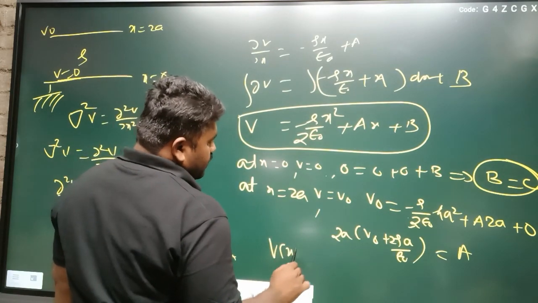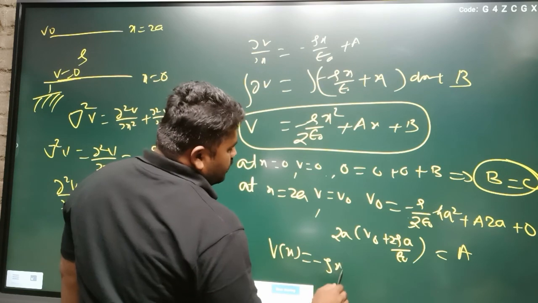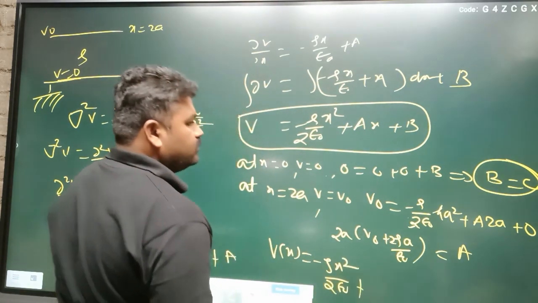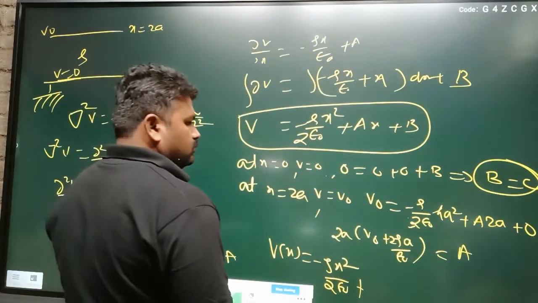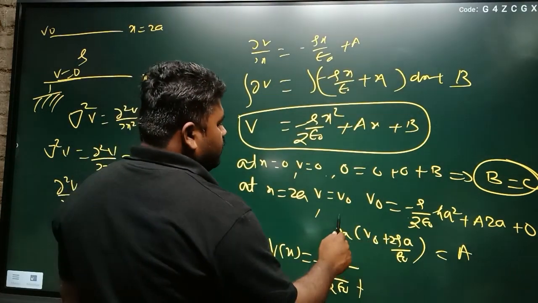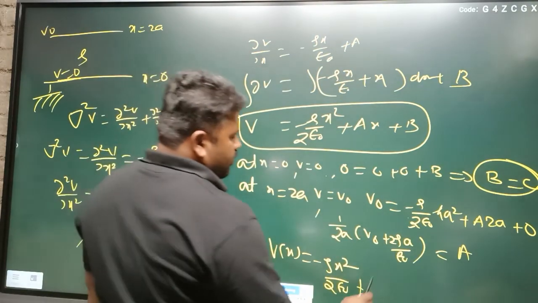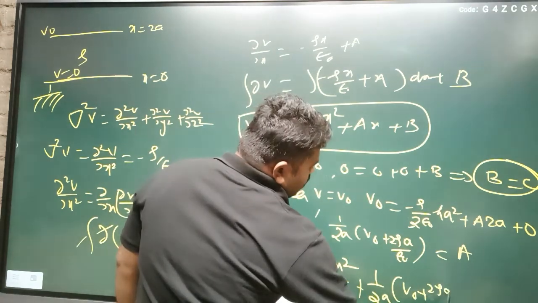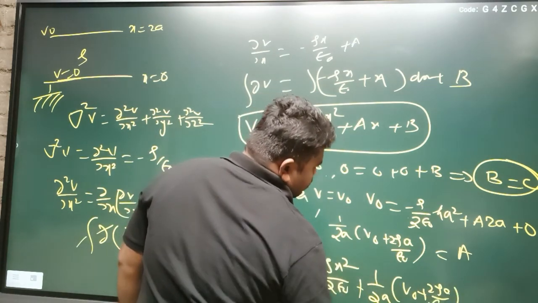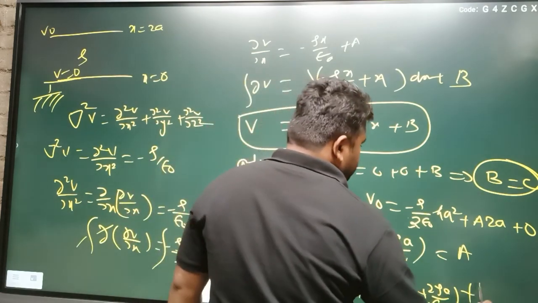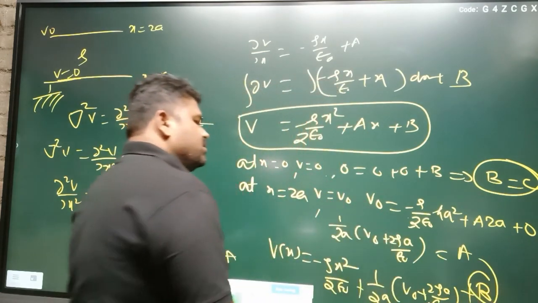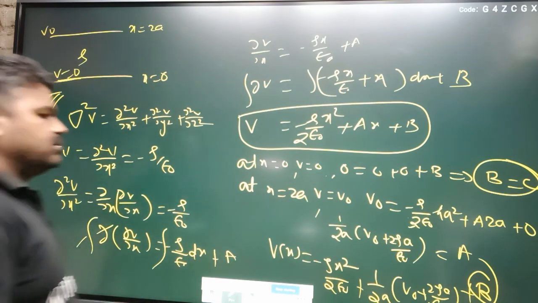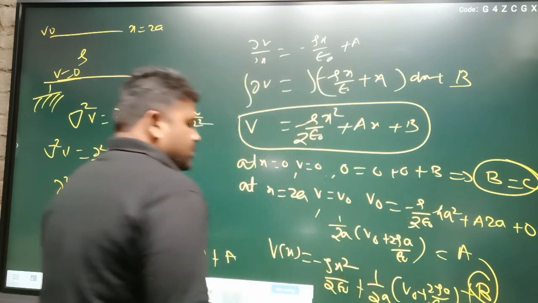Then what is the value of potential? V of x is equal to minus rho x square upon 2 epsilon naught, plus, here a multiplied goes to this side and divides, so 1 upon 2a, times V naught plus 2 rho a upon epsilon naught, plus b. What is the value of b? b is equal to 0. This is the potential. Into x, it will be x, so in the first term x square, and in the second term x.